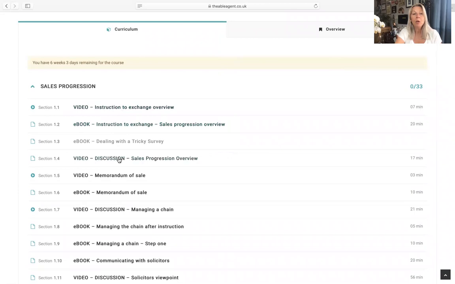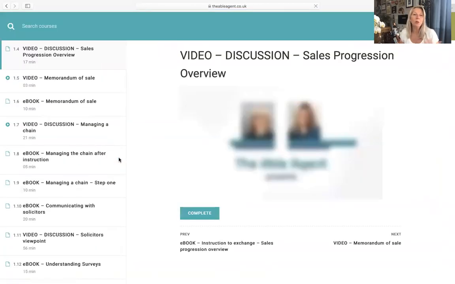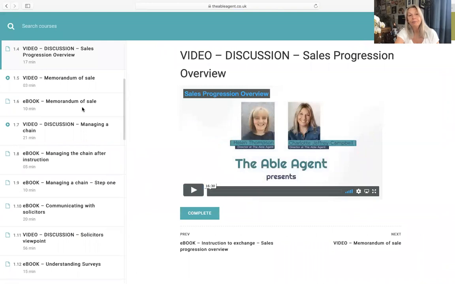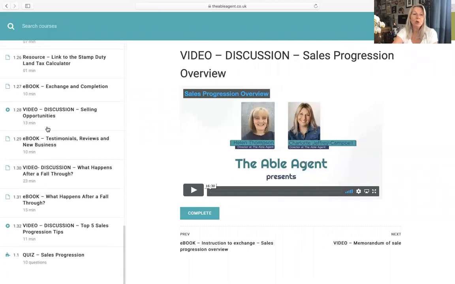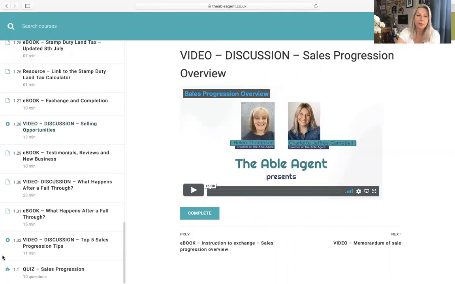So for example, in this one, we've done a few Zoom discussions as well as our normal style of content. On the left-hand side, you can keep track of how far on you are through the course. Each one of these that you've completed will go green. At the end of each course, and this is a nice big long course, the sales progression course, you can take a quiz, for example, your sales progression quiz.